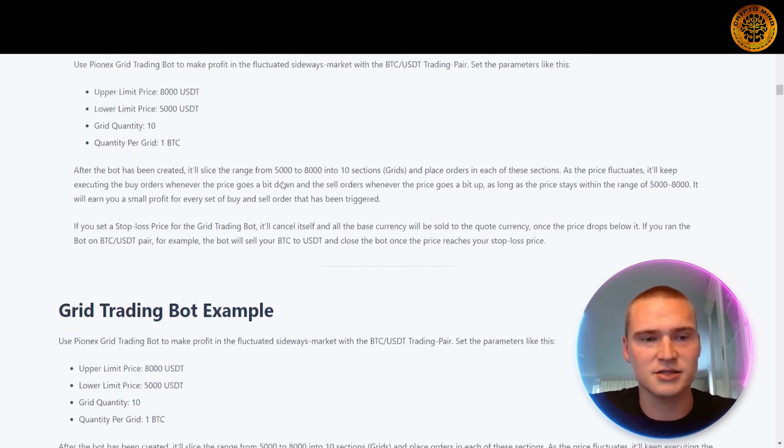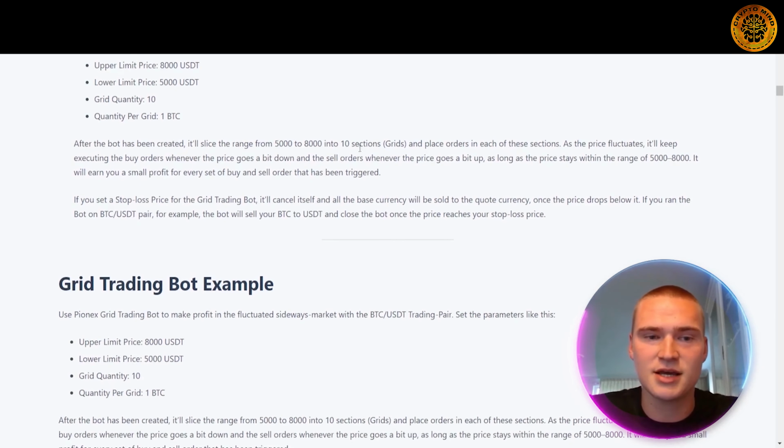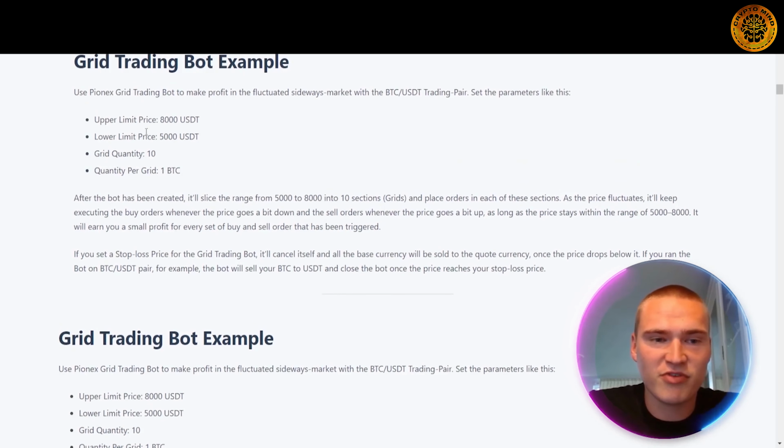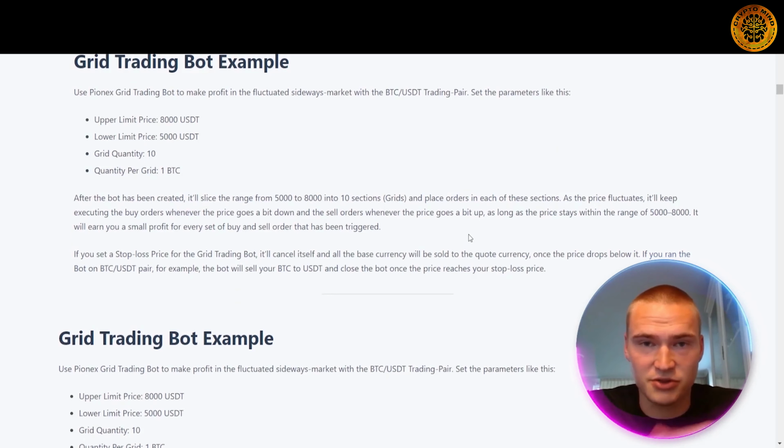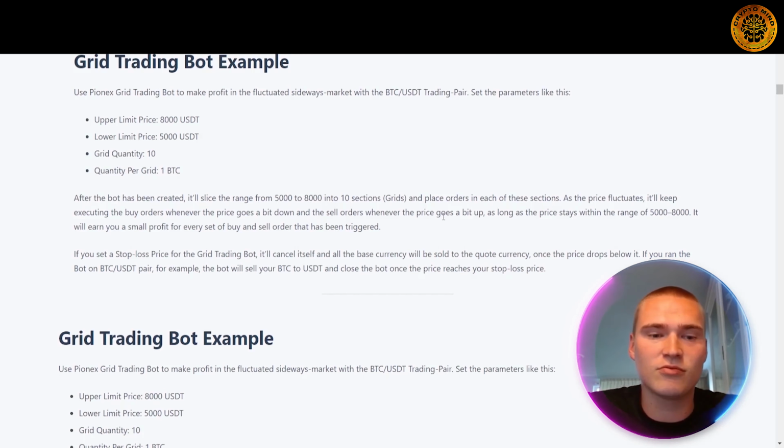So what does that exactly do? Well, after the bot has been created, it'll slice the range from 5,000, the lower limit, to 8,000, the upper limit, into 10 sections and place orders in each of these sections. So that's how it actually buys and sells. As the price fluctuates, it keeps executing the buy orders whenever the price goes a bit down and sell orders whenever the price goes a bit up. So as long as the price stays within the 5,000 to 8,000 range, it will earn you a small profit for every set of buy and sell orders that has been triggered.